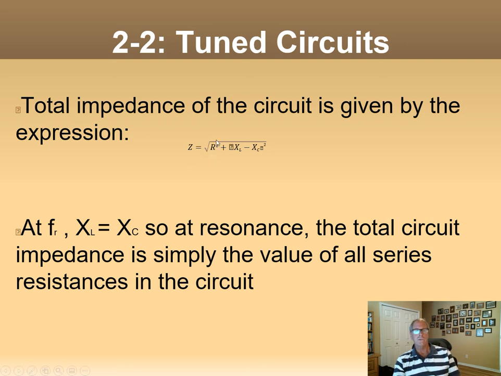Impedance of the circuit is, and you're going to need this formula for your lab, the square root of R squared plus XL minus XC squared. At FR, XL equals XC, so these two cancel out, right? So the total circuit is just the resistor. Square root of R squared is just R. There should be XL minus XC squared, that's a mistake. These cancel each other out, or they subtract out each other.